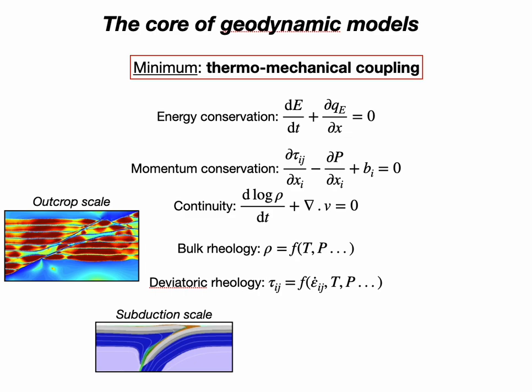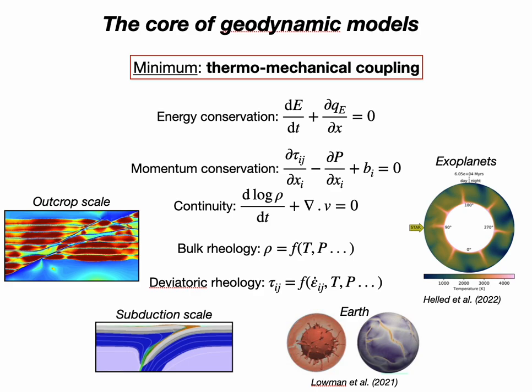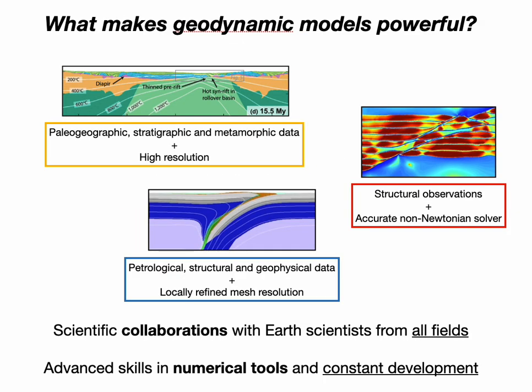But the nice thing about these equations is that we can apply them to the outcrop scale, but we apply the same equation to the subduction scale. And when we study the whole mantle convection, we actually use the same equation, and scientists studying the dynamics of exoplanets are also using the same equations. So it's a set of equations that can be applied to different scales.